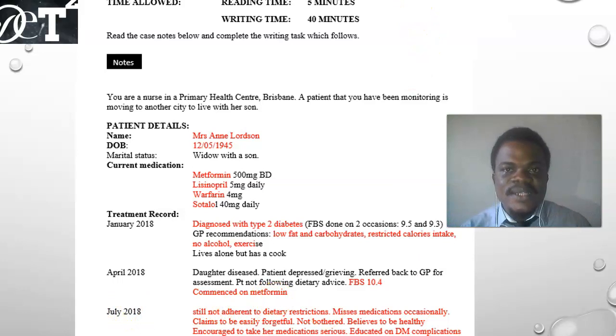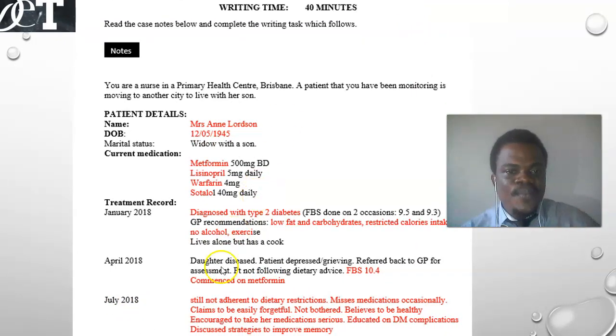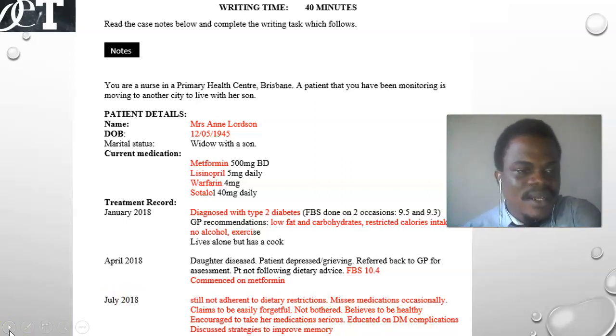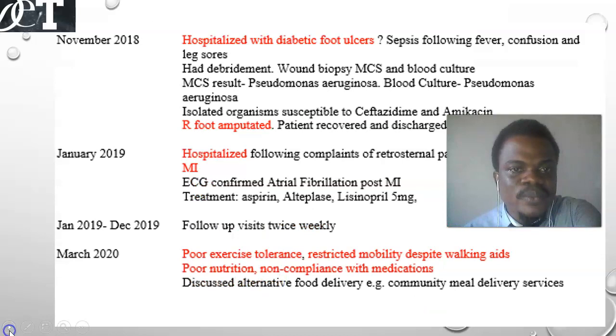Now let's look at July. In July, the patient came not adherent to dietary restriction, misses this. So all this information is actually irrelevant because they are centered around the diabetics and what we advise this patient to help her manage her diabetes.